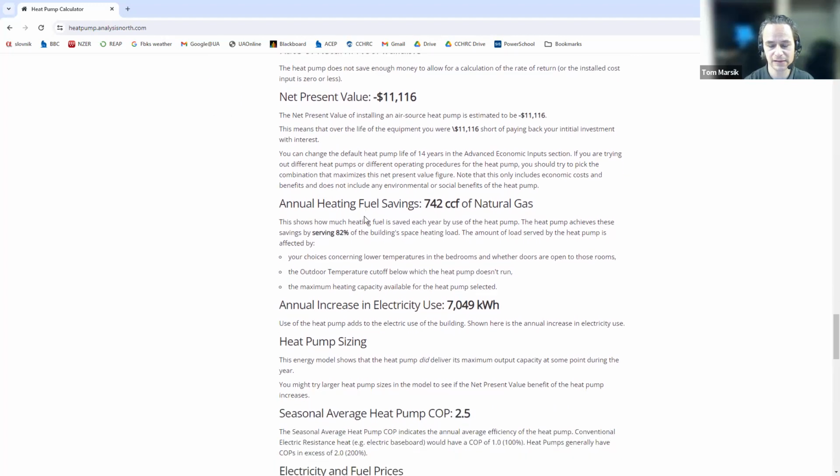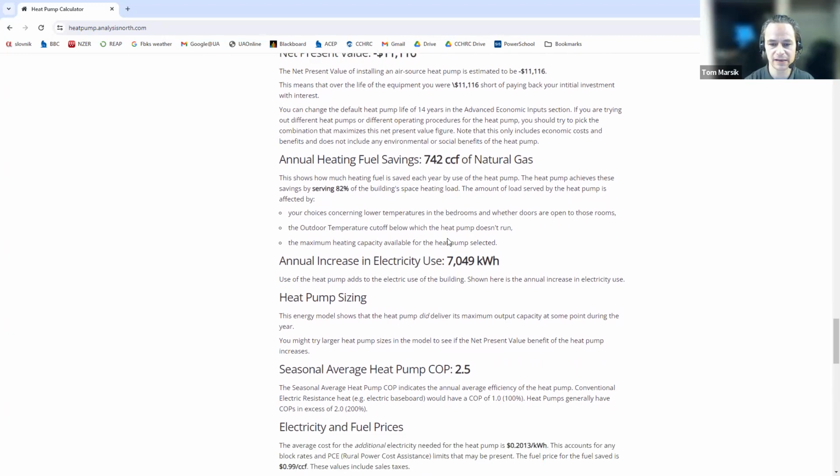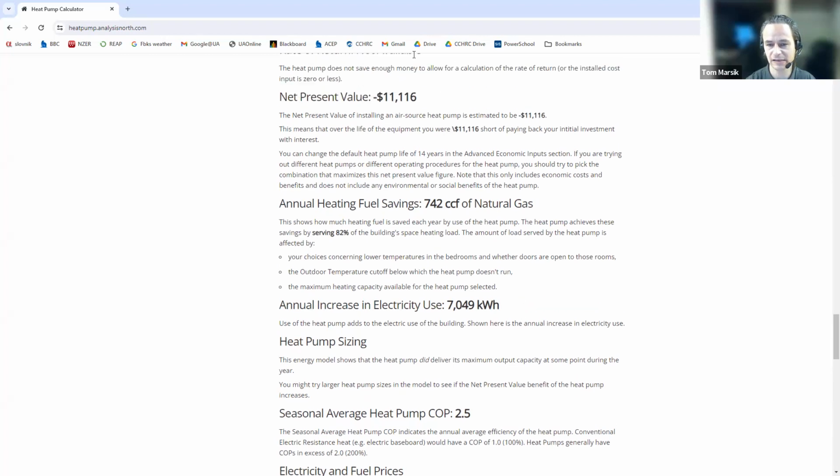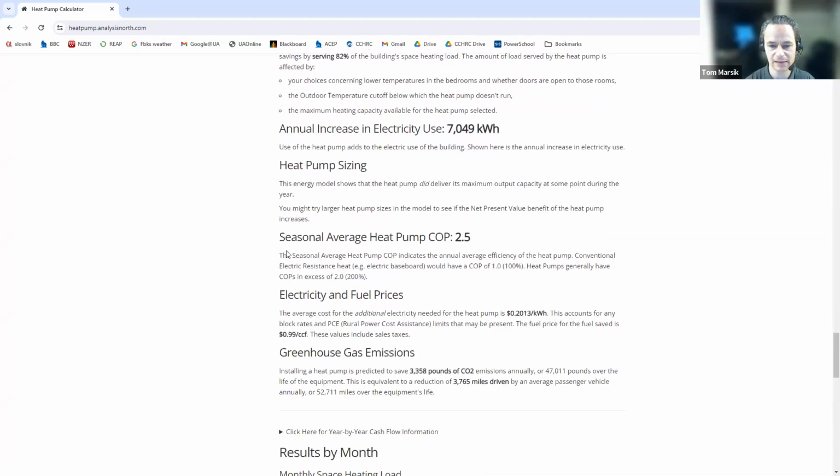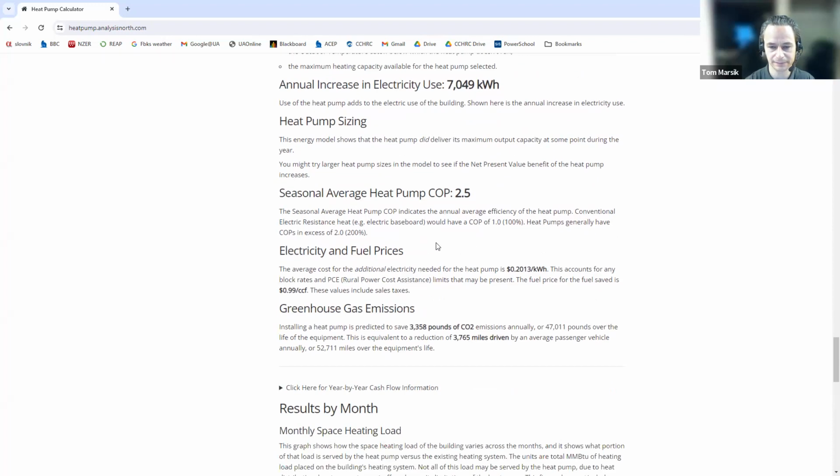And we're still going to look at the breakdown here. You're going to be saving natural gas. This is how much natural gas you're going to save, but you're going to be using more electricity. And because of the relatively cheap natural gas in Anchorage, this is why this is not a cost-effective installation, that the extra cost because of the electricity is greater than the savings in the natural gas. Seasonal average heat pump COP of 2.5.